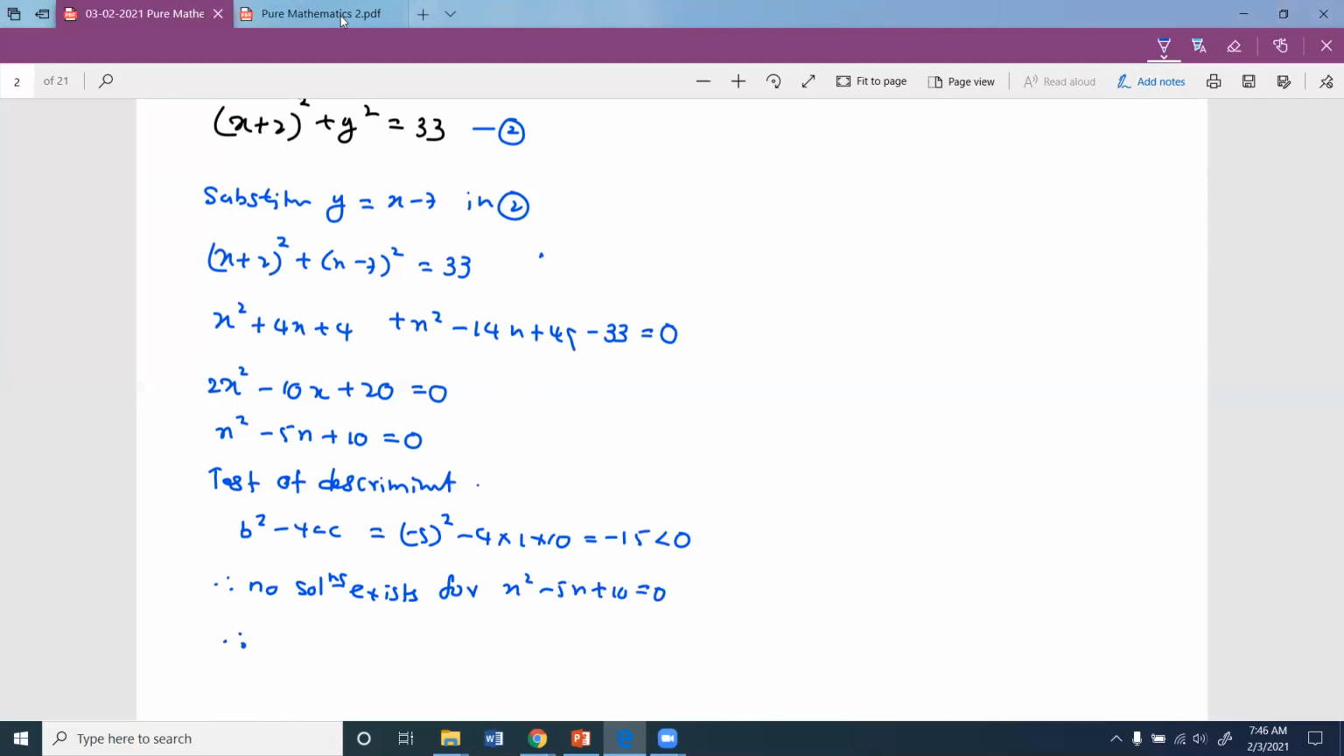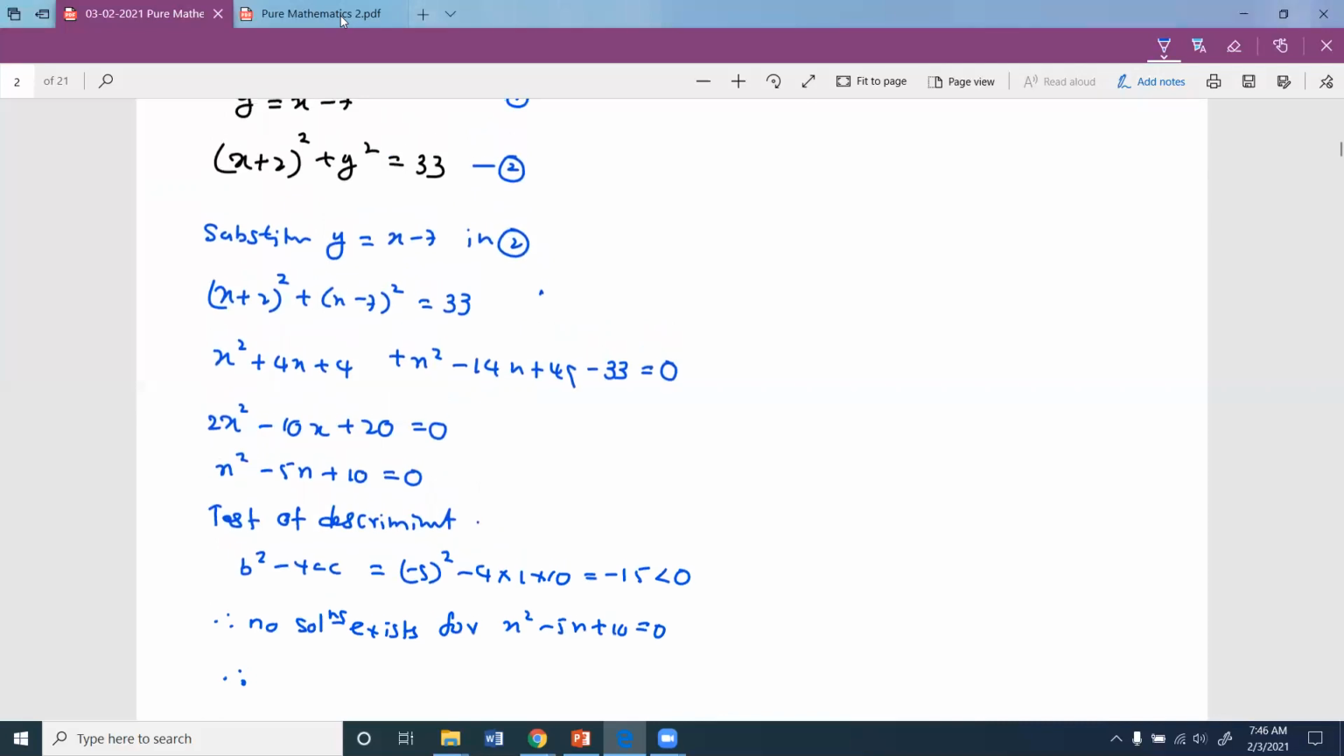You can say therefore y equals x minus 7 does not meet (x plus 2) squared plus y squared equals 33, right? That's the first optional method. There's a second way of doing it.